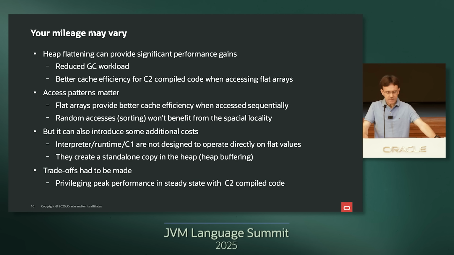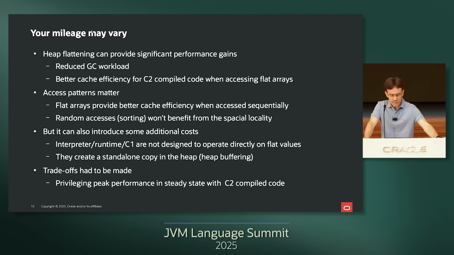Heap flattening can provide significant performance gains, both in terms of memory and CPU workload. But access patterns matter. Flat arrays provide a better cache efficiency when you are accessing them sequentially. If you are performing random accesses, like when you are sorting an array, you won't benefit from this spatial locality.